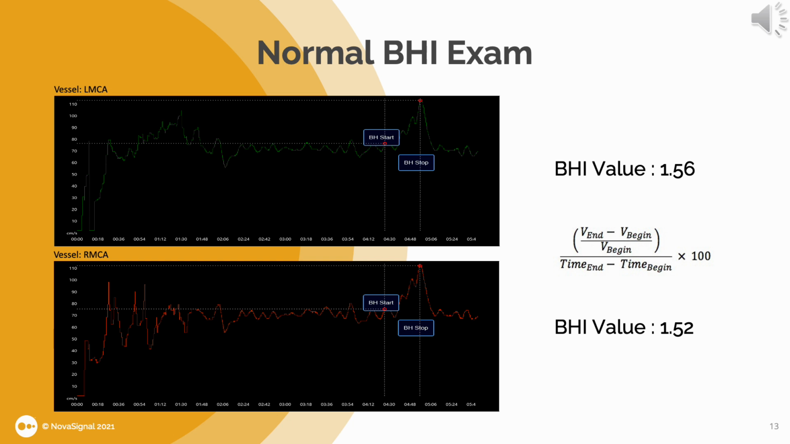You can also see how quickly the patient's mean flow velocities return to baseline values, which happened in about 20 seconds after the patient was instructed to breathe normal again. We calculated the BHI values for each side and can see both sides are over 0.69, representing this patient has a normal cerebral vasodilatory response in both MCAs.